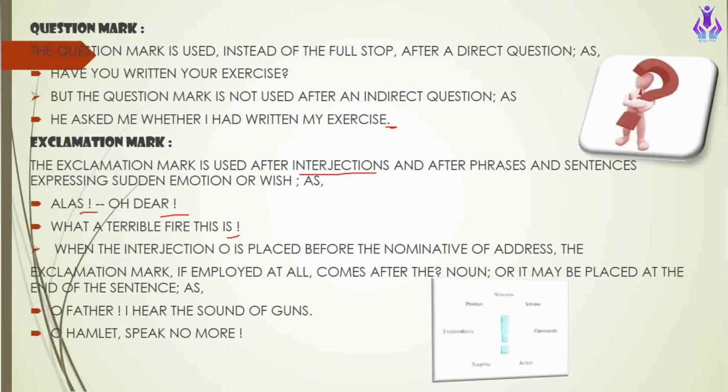So when we place the interjection O along with any word or any nominative, or when we are going to address someone, we put an exclamation mark after O and after the word that we place after the O. It is not compulsory that we put it after that word. We can also put it at the end of a sentence.